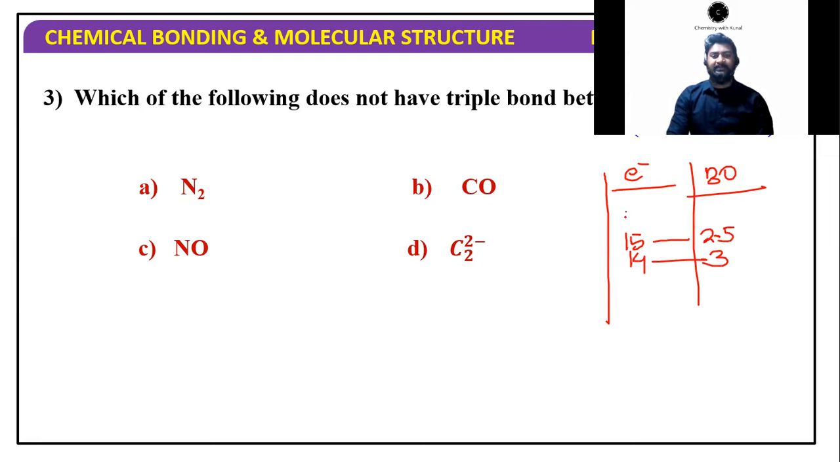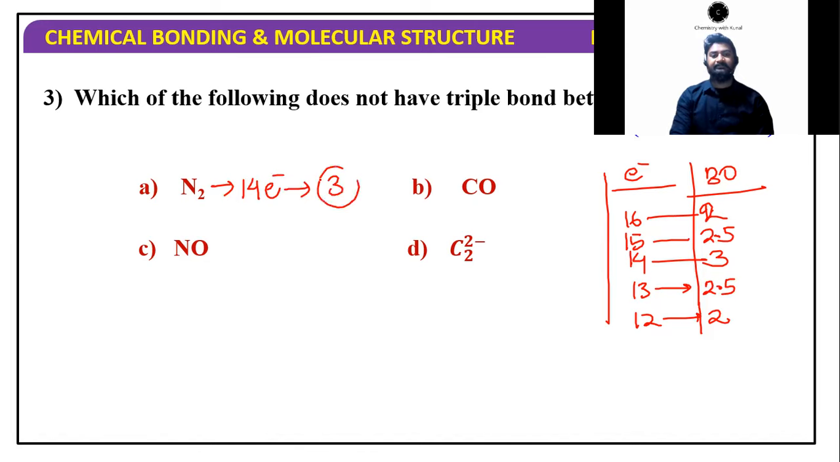Excellent. 16, 2. Yeah, and then 13, 2.5. Keep decreasing by 0.5. So 12, 2. So nitrogen has how many total electrons? 14 electrons. So what's the bond order? 3. That means it has a triple bond, right?